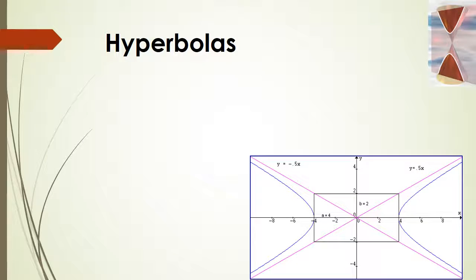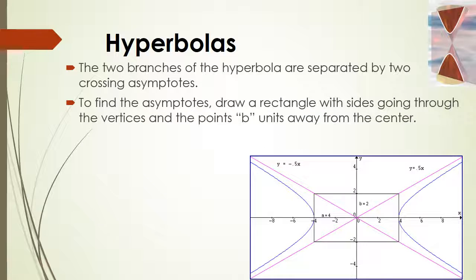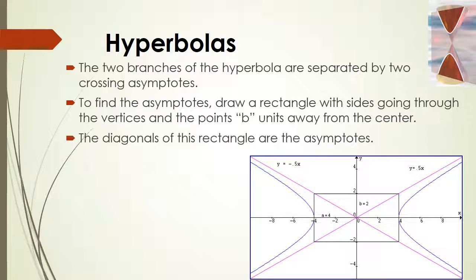Okay, so here we have a graph of a hyperbola, and you'll notice that the 2 branches are separated by 2 crossing asymptotes, as we said before. To find them, you're going to draw a rectangle with sides going through the vertices and the points that are b units away from the center. So that's where the b comes in. The diagonals of that rectangle are the asymptotes.